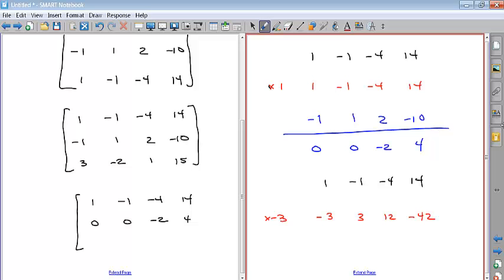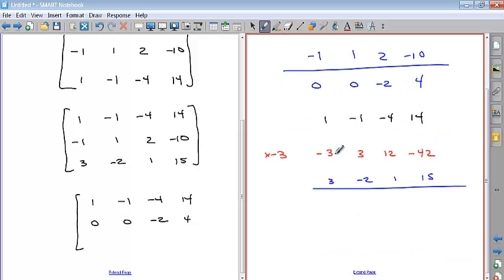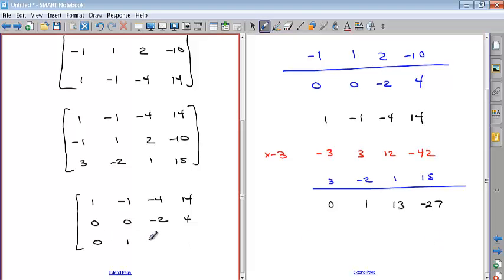Then we write the third row in, which is 3, negative 2, 1, 15. So you get 0, 1, 13, negative 27. Okay, so we can put that in there.